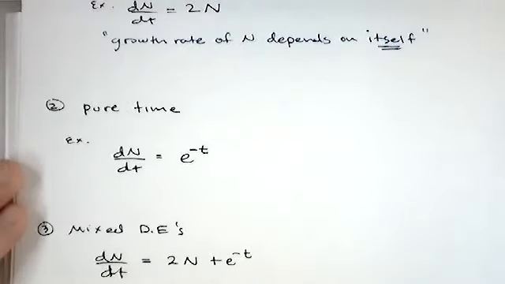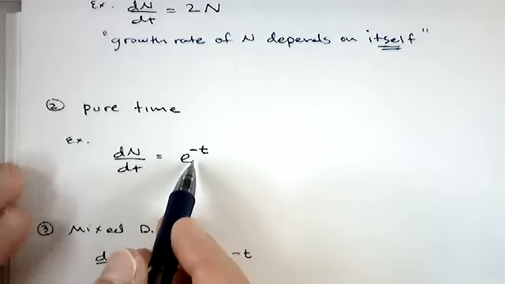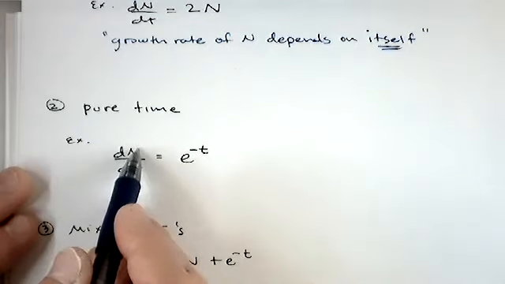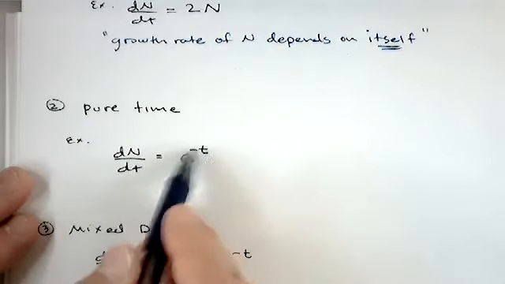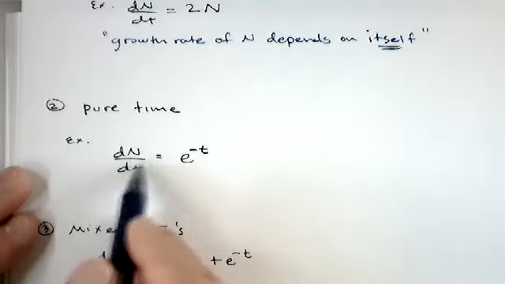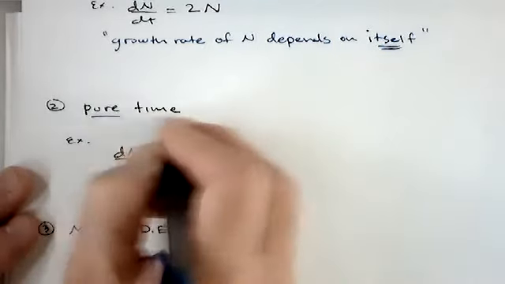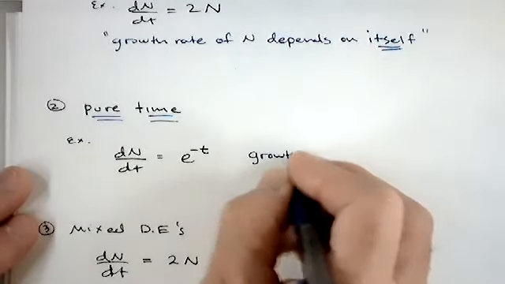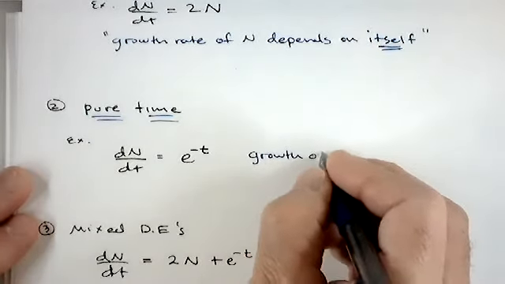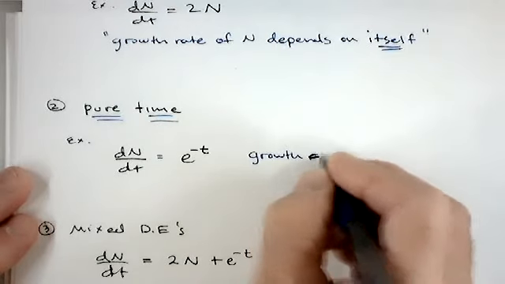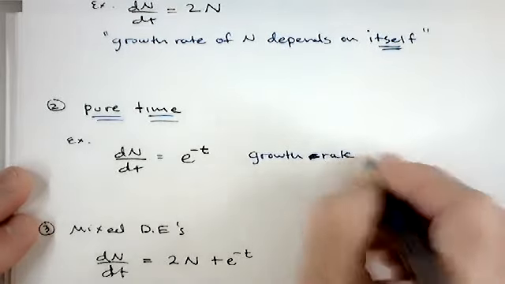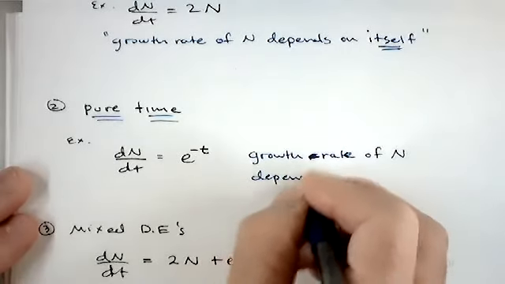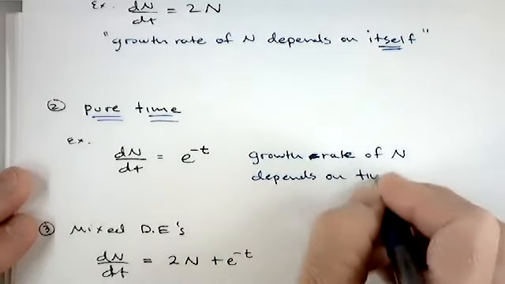Now, maybe a different population is growing, and it doesn't necessarily depend on the population size, it just depends on time, right? As time increases, this is going to affect the population. So that's called a pure time differential equation. So the growth rate depends on time only. Growth rate of n depends on time only.